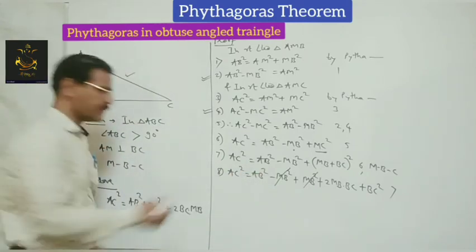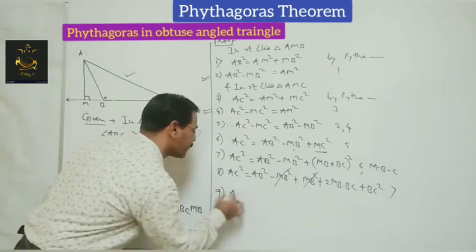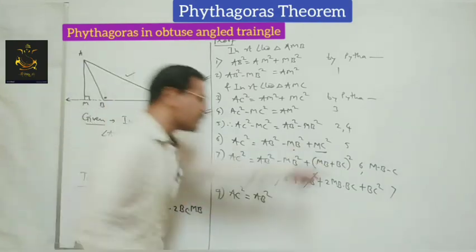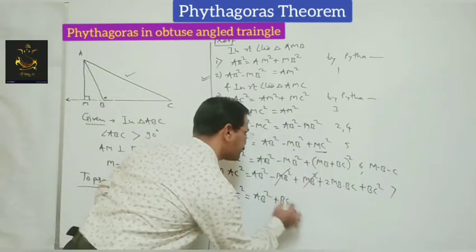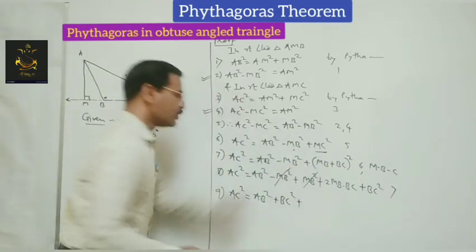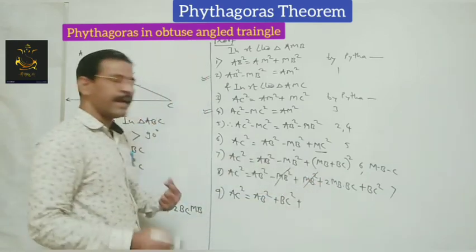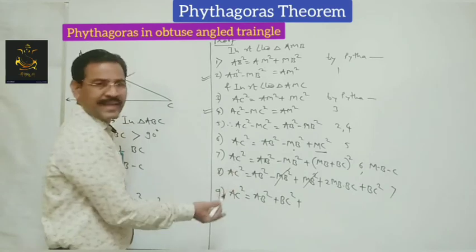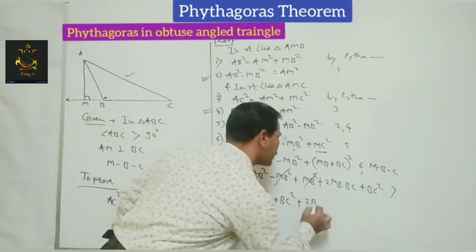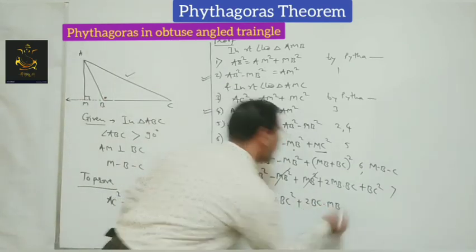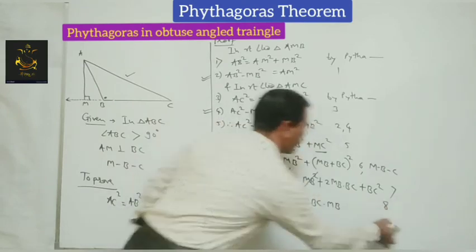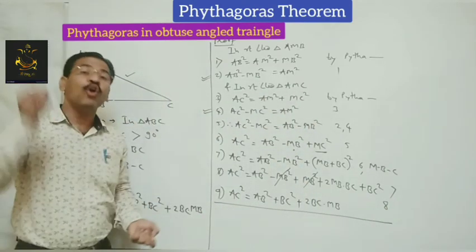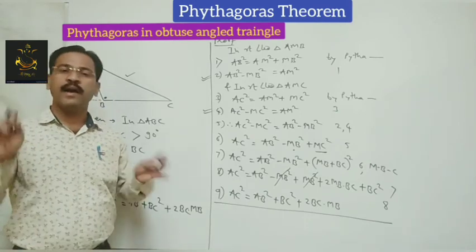Look how easy it is. This is the 9th step. AC square is equal to AB square, first BC square, and then plus twice of BC into MB. We can keep it as it is also. This is from the 8th step. Like this, we can prove the Pythagoras theorem in an obtuse angle triangle also.